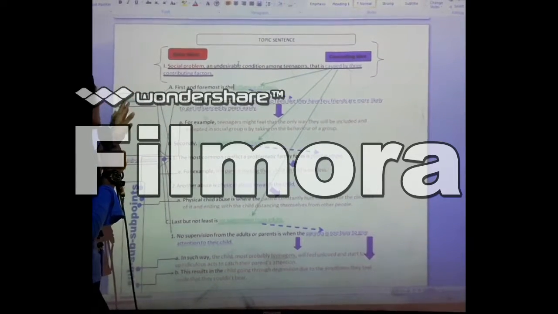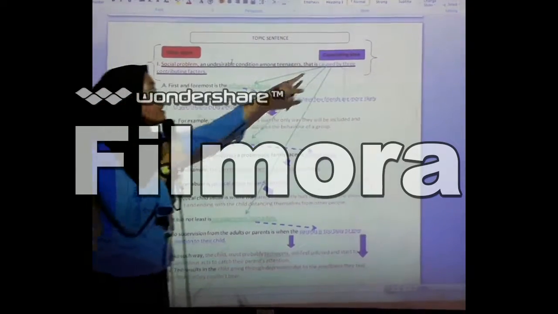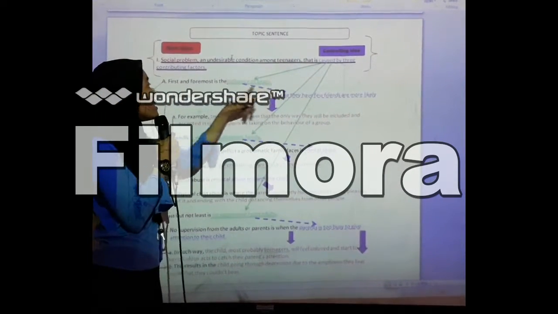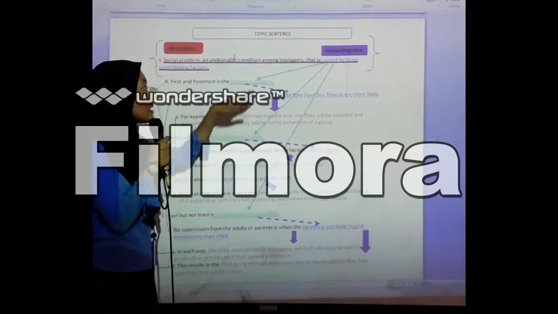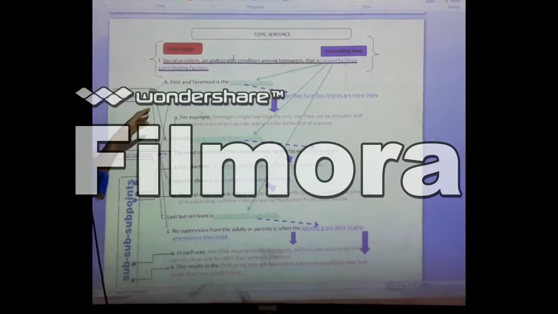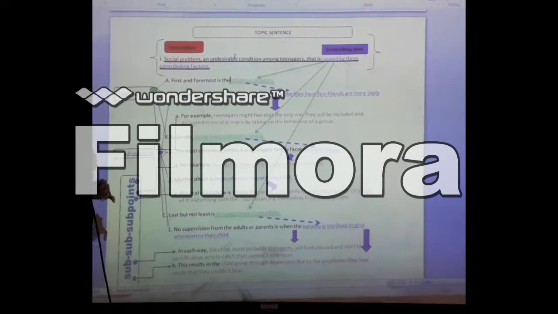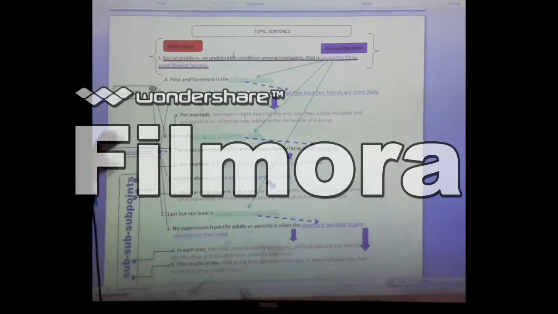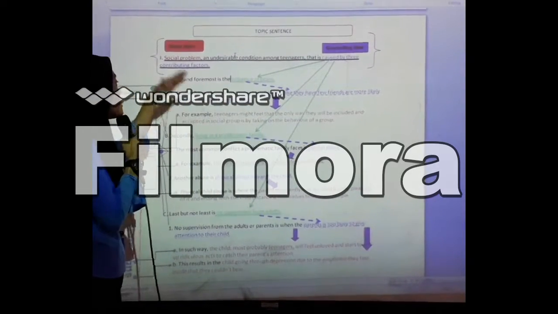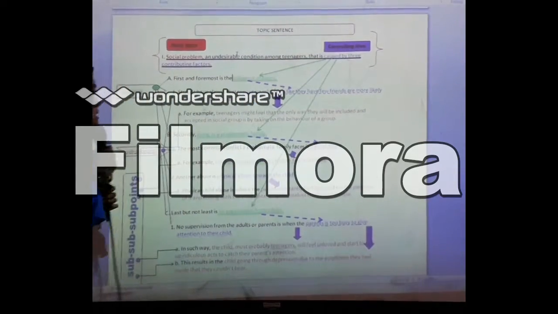Uppercase A is the first subpoint that supports the controlling idea, and here is the arrow that I arrowed to the influence of peers. Here you know that this is the controlling idea that supports the controlling idea in the topic sentence. Under uppercase A, we have Arabic number 1, which is our subpoint. The Arabic number 1 has a controlling idea also, which supports the first controlling idea in uppercase A, which supports the controlling idea in the topic sentence.